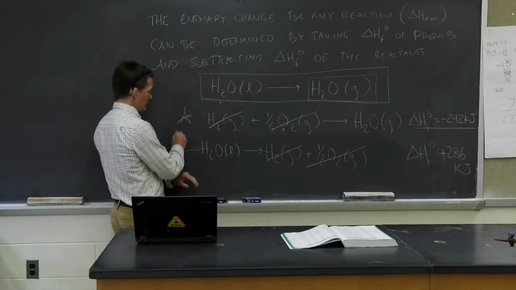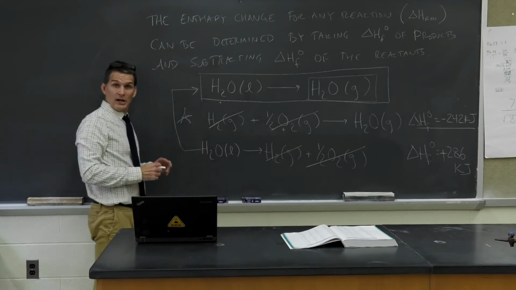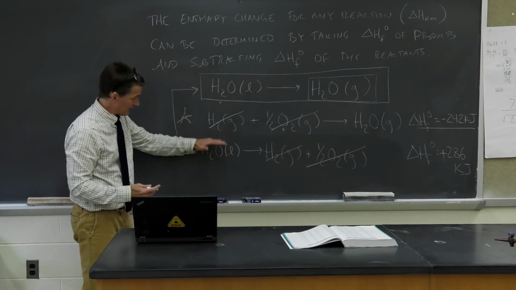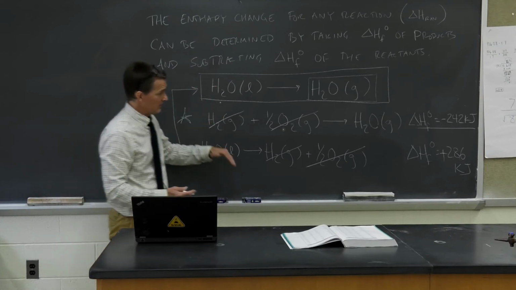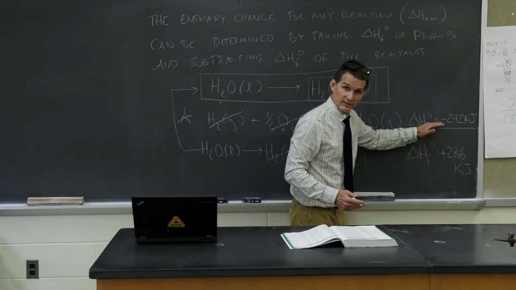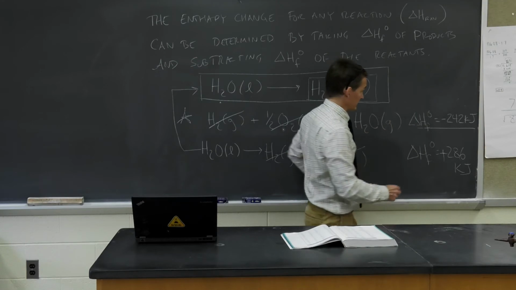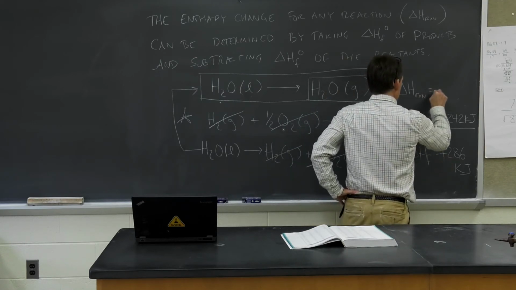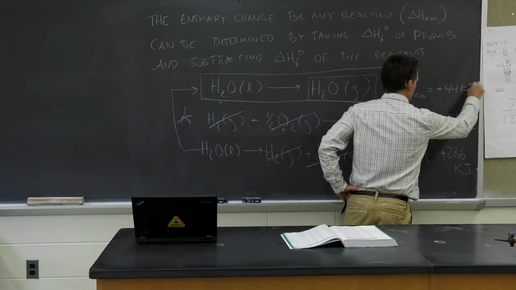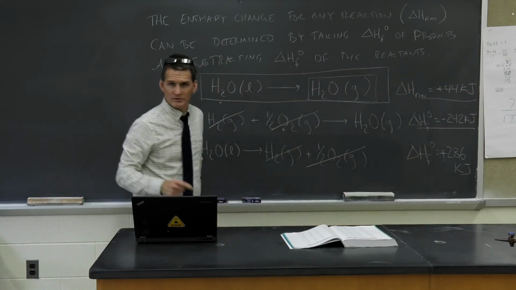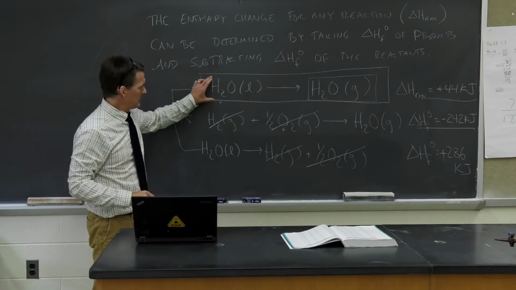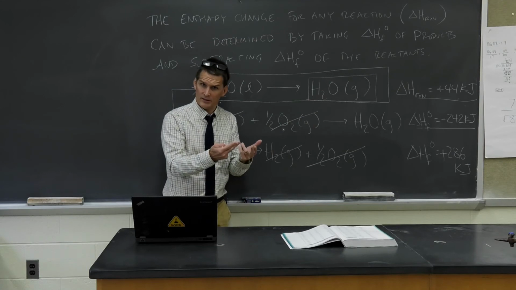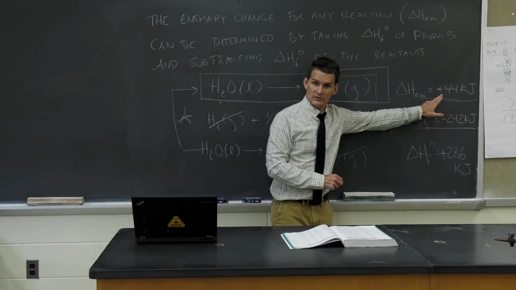But notice that these equations are now identical. And so because I added these two equations together to get this equation, I'm going to add these two enthalpies together to get the enthalpy for this particular change. For this reaction, it's a positive 44 kilojoules for every mole of water that boils. I'm going to stop and make sure this makes sense. To go from a liquid to a gas, I have to put energy in, don't I? So it makes sense that my delta H is positive.